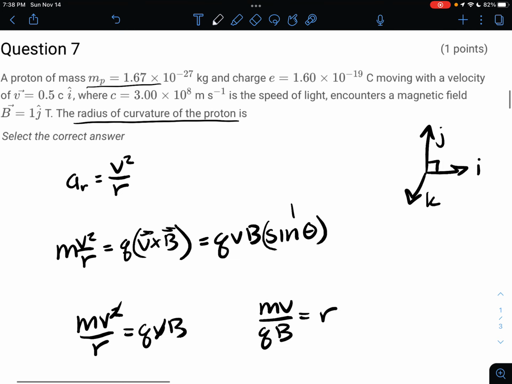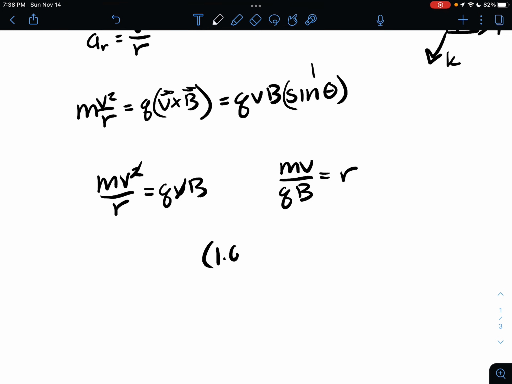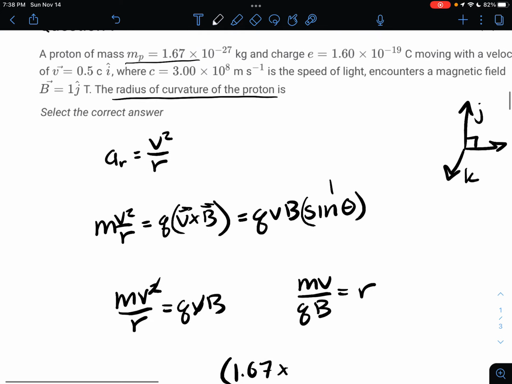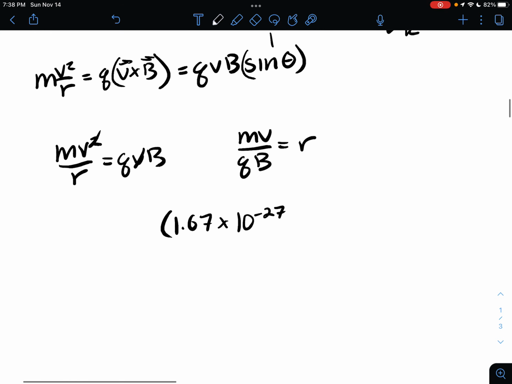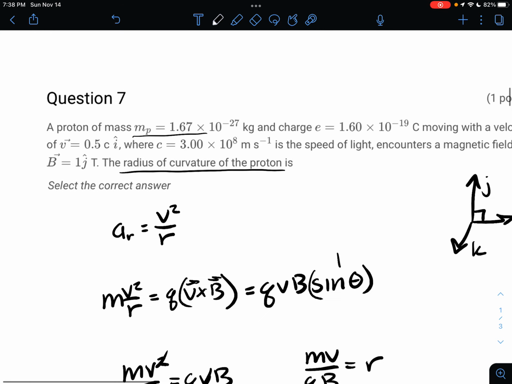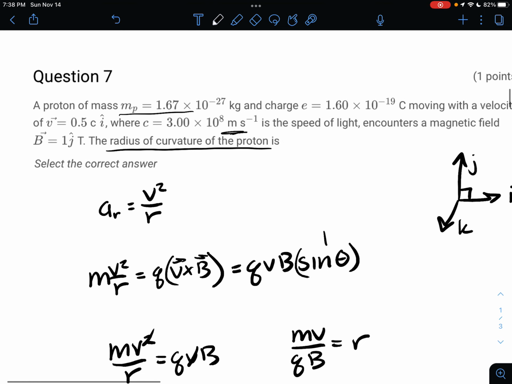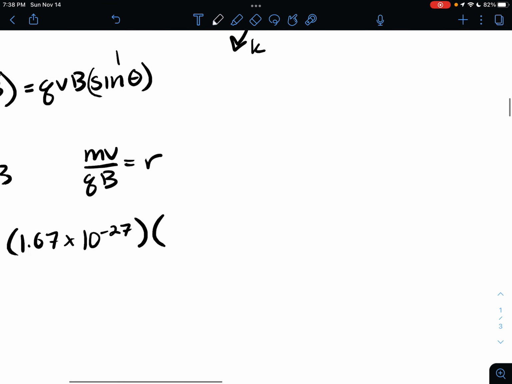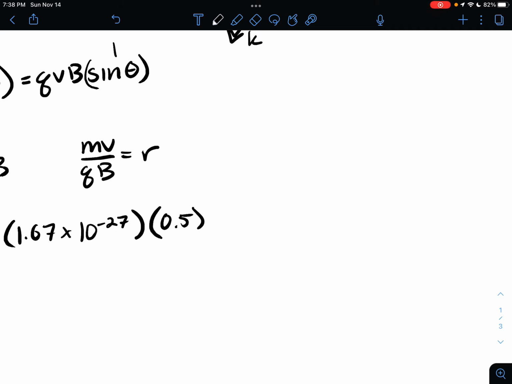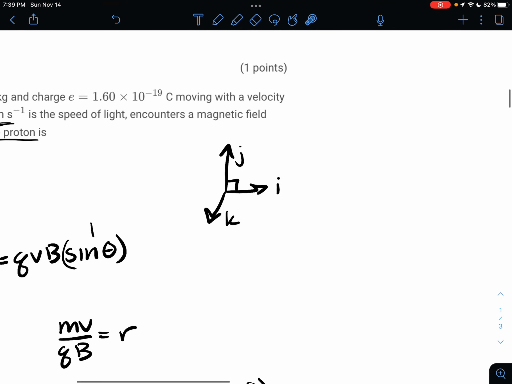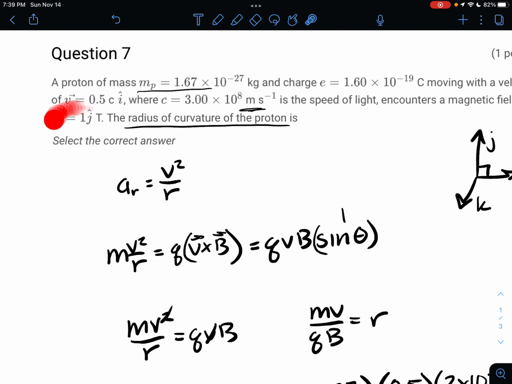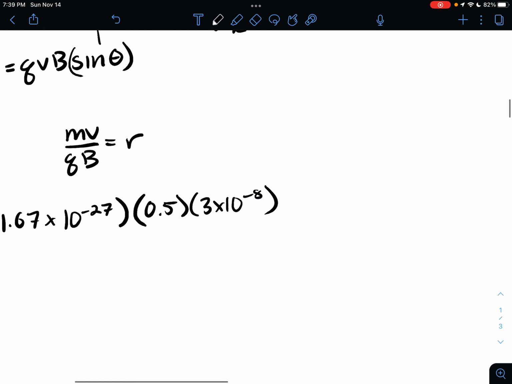And we're given that the mass of the proton is 1.67 times 10 to the negative 27, and we're keeping that in kilograms because that's our base unit. Our velocity, given in meters per second, is going to be 0.5 times 3 times 10 to the 8, because it's given here that it's 0.5 times the speed of light. And then the magnitude of our magnetic field B is 1 Tesla.